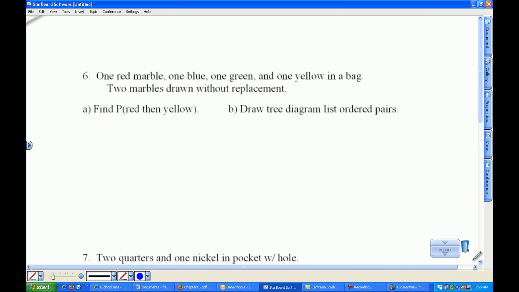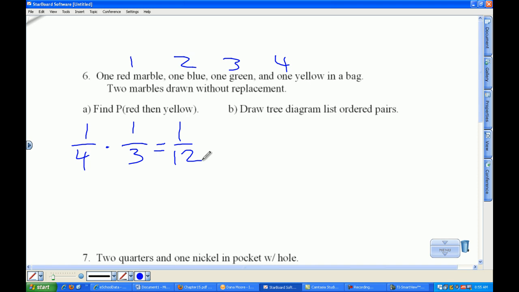And let's see, we have anything else? 6, 1 red marble, 1 blue marble, 1 green marble, and 1 yellow marble in a bag. 2 marbles are drawn without replacing them. Find the probability that you get a red first. So there is 1, 2, 3, 4 marbles. So probability of red is 1 out of 4. Now, say I get the red. There's 3 marbles left. 1 of them are yellow. This would be 1 out of 12.